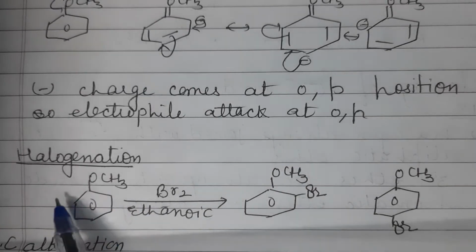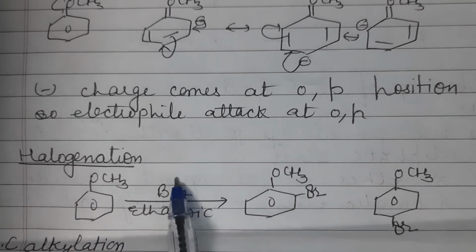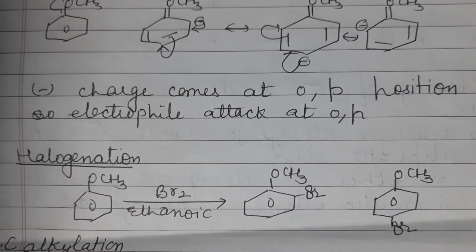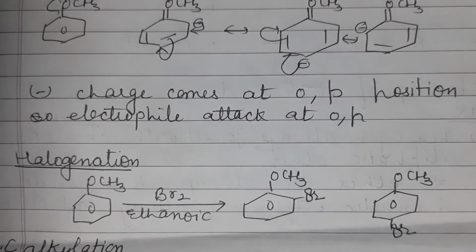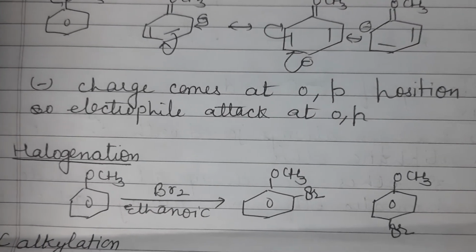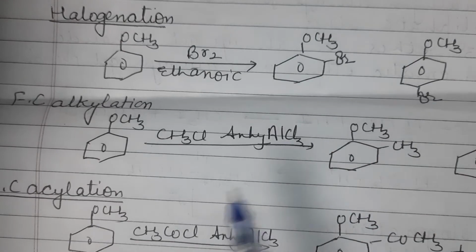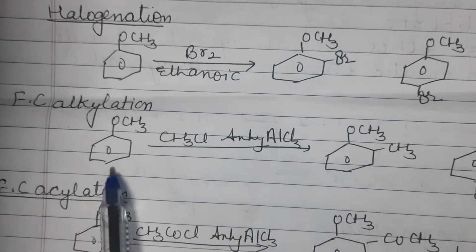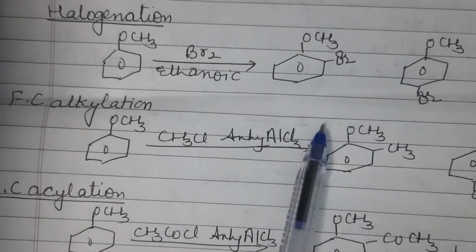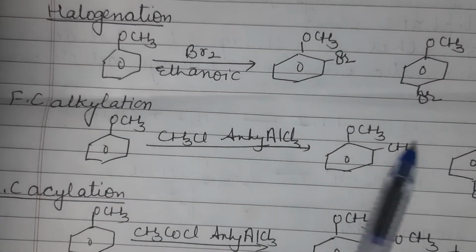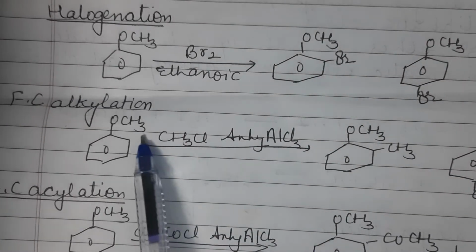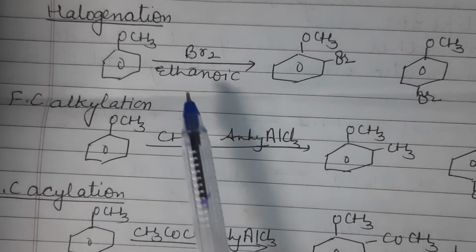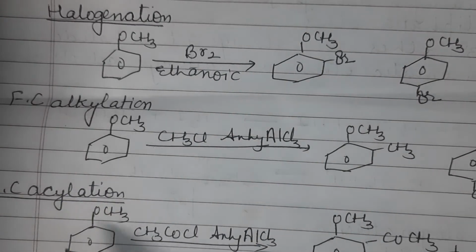Like halogenation, this is your anisole on reaction with bromine in ethanoic acid; we get ortho-bromo anisole and para-bromo anisole. Friedel-Crafts alkylation: here anisole reacts with methyl chloride in the presence of anhydrous aluminium chloride, and we get ortho-methyl anisole and para-methyl anisole. Here the attacking species is the methyl cation. In the previous reaction it is the bromine cation, the bromine positive ion.